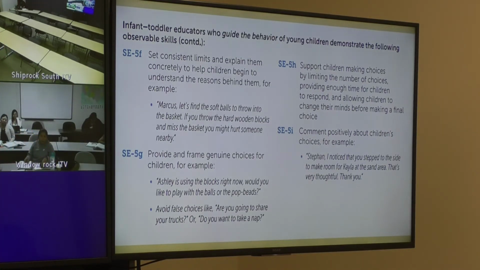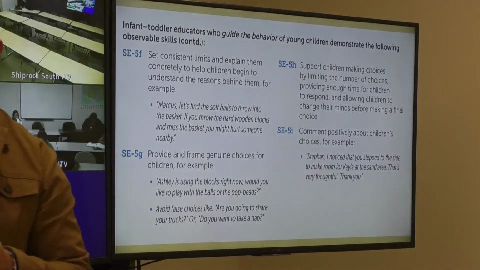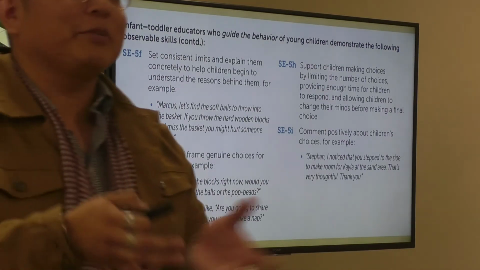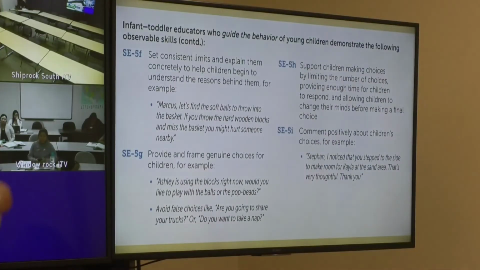Provide and frame genuine choices for children. Support children making choices by limiting the number of choices. I know that kind of just plays on a word. Provide a number of choices while limiting choices. Again, you're trying to make sure that the choices are choice-based so that you're able to make the appropriate choice overall. If that makes sense. Comment positively about children's choices.